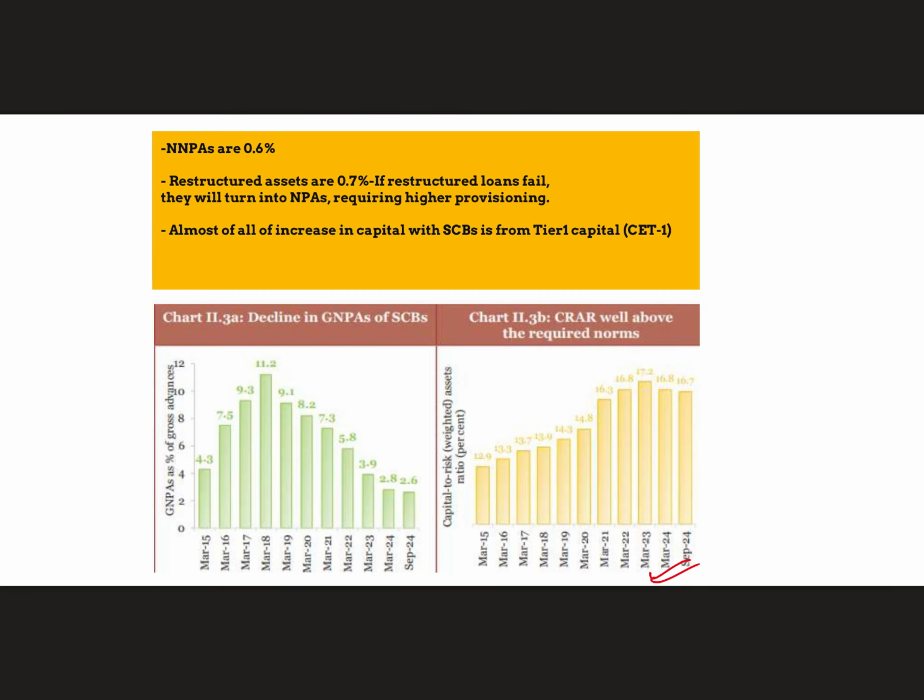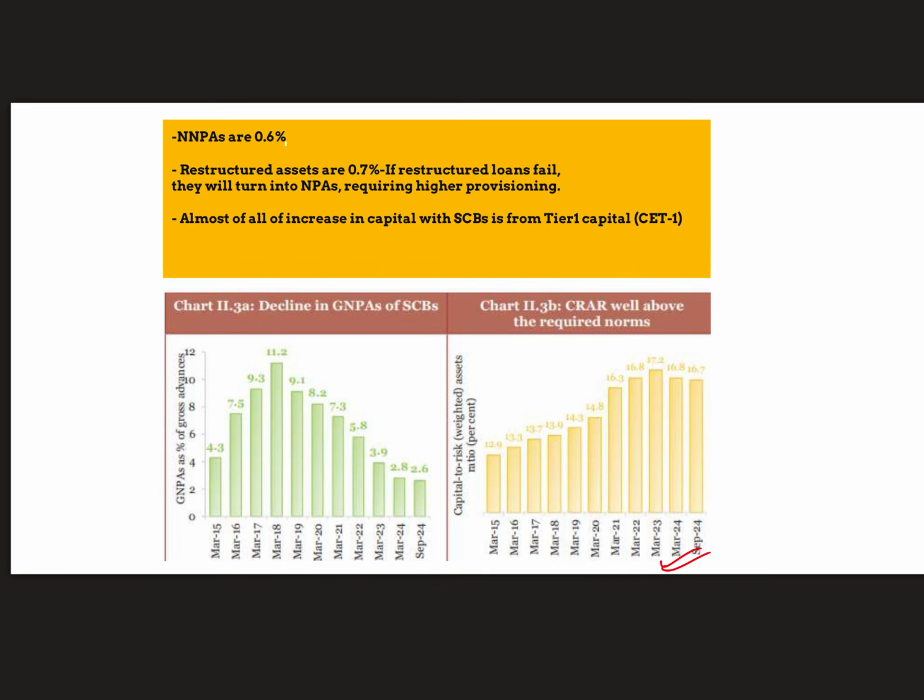Now, what does the economic survey say? Out of the total assets, just 0.6% are NNPAs. The net non-performing assets are just 0.6% of the total loans given. Out of this, restructured assets are 0.7%.